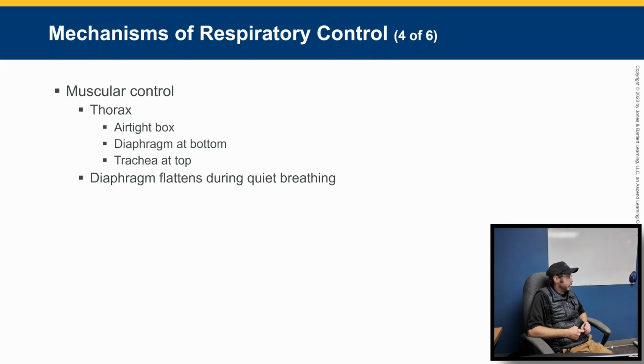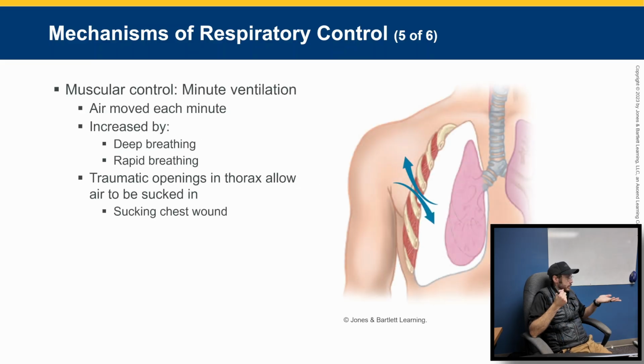And then when our diaphragm relaxes, what happens to the size of the thoracic cavity? It decreases. So when that size decreases, what happens to the pressure? Pressure increases. So then what happens to air? Goes out into the external environment. Right.